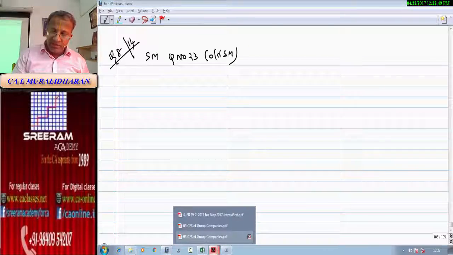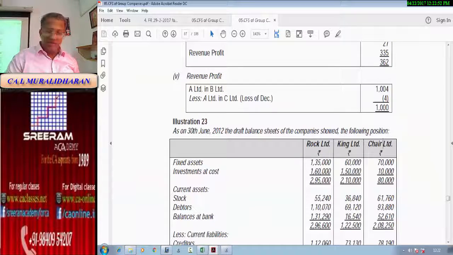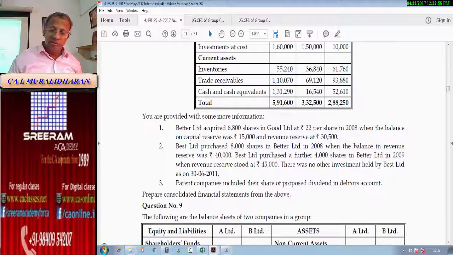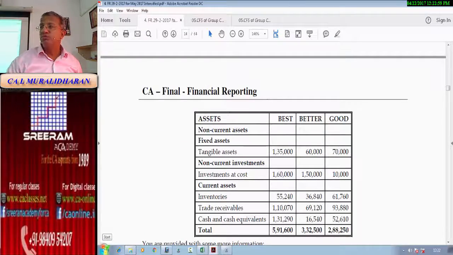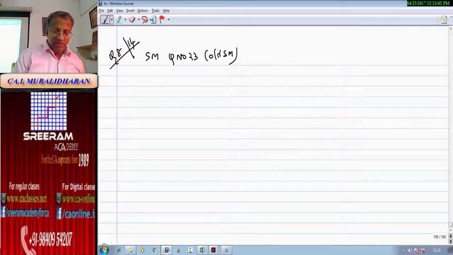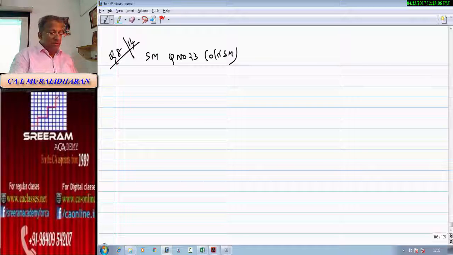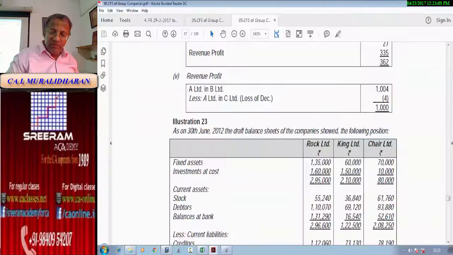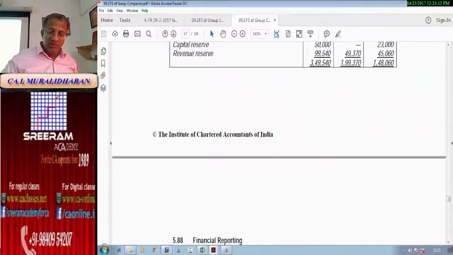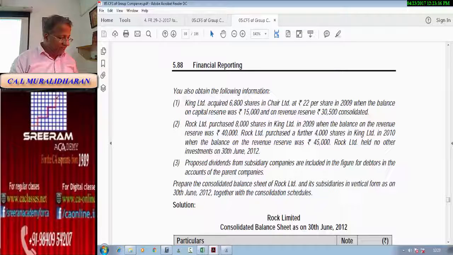The names of the companies we have changed from Rock, King and Chair to Good, Best, Better and Good. Okay. Now, if you take up the problem for discussion, we have only 3 adjustments. The last adjustment, proposed dividend, we will simply ignore. Proposed dividend is not an adjusting event, therefore we will simply ignore that by putting a note. It is a problem where Better Limited acquired in Good Limited 6,800 shares very long time back.